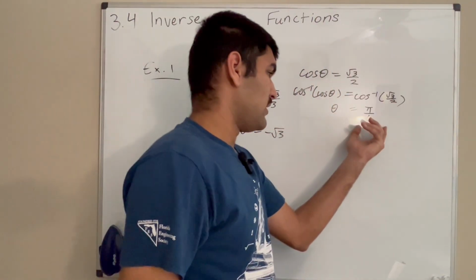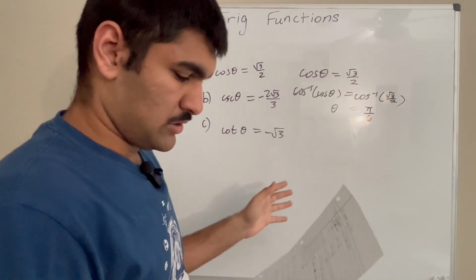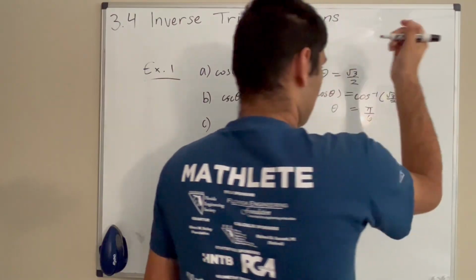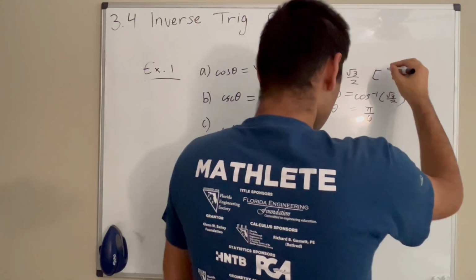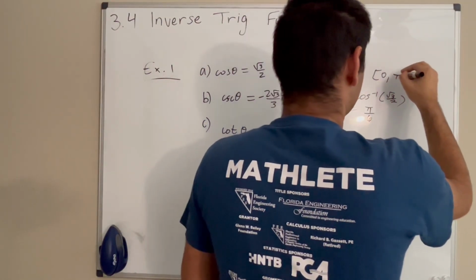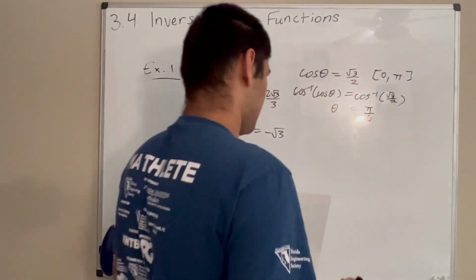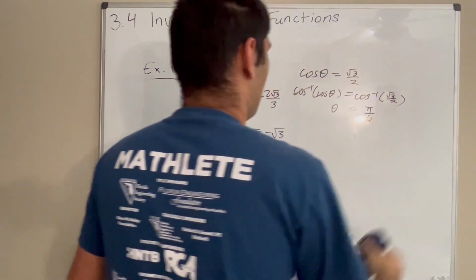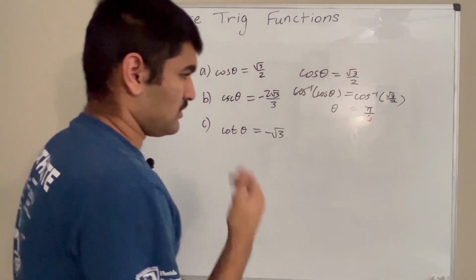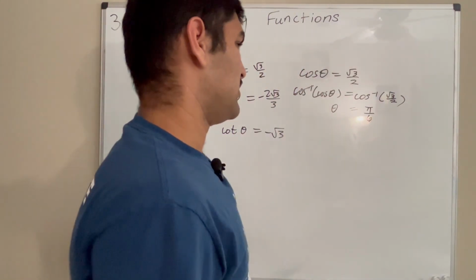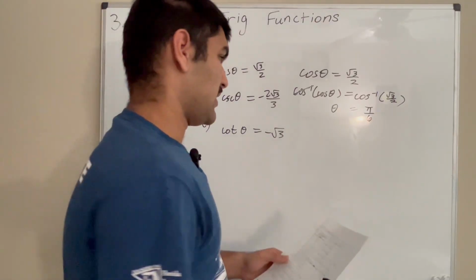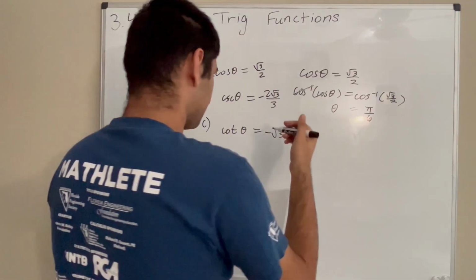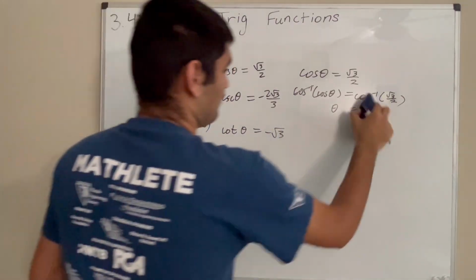Now you have to check to make sure that this is in our range, right? Remember that the range for cosine, and if you don't remember, it's fine, just build it, is from 0 to pi. And so pi over 6 falls in this range, so we're good. Honestly, you don't even have to check because calculators automatically give you the principal value, but it's good just to check in case. Anyway, moving on to the next one.